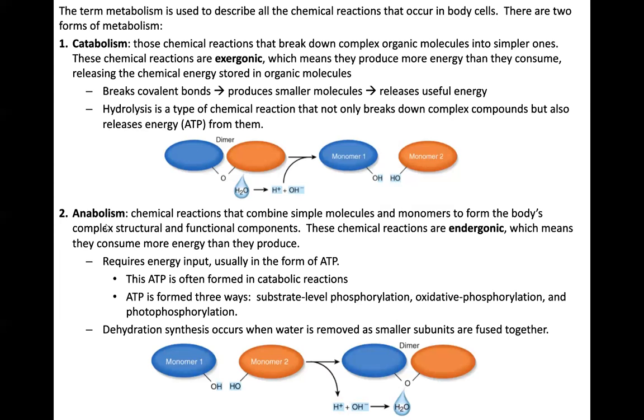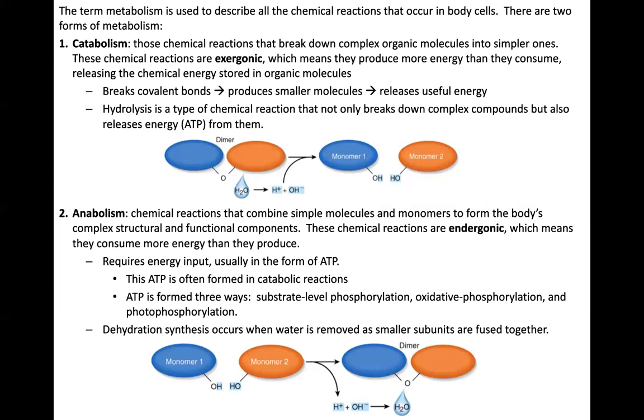We do that so that we can then perform anabolic reactions, which is where we combine simple molecules and monomers to form our body's complex structural and functional components. And these are endergonic, meaning they consume more energy than they produce, which is the energy in the form of ATP that we just formed in the catabolic reactions.